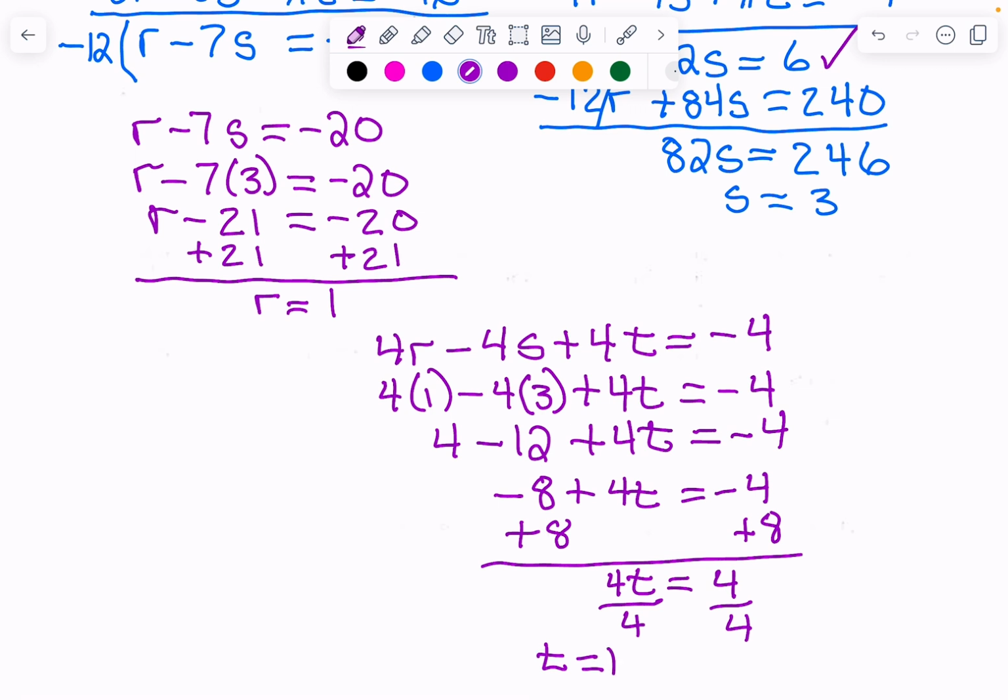All right, so my three answers are r is equal to 1, s is equal to 3, and t is also equal to 1.